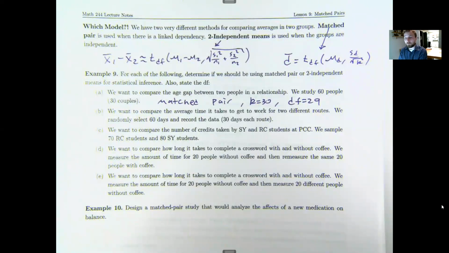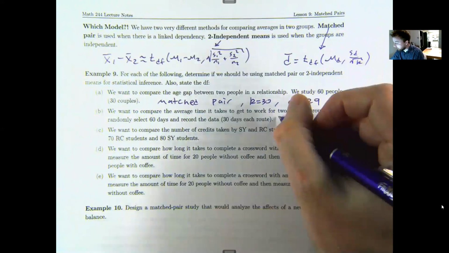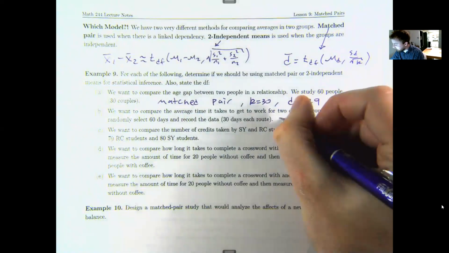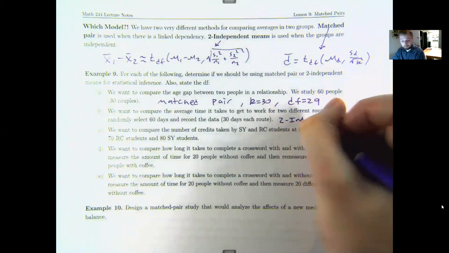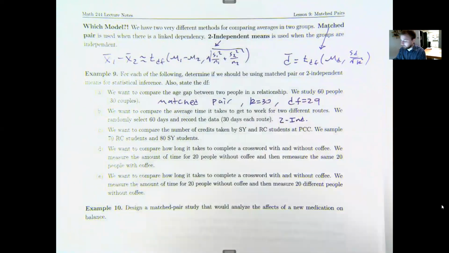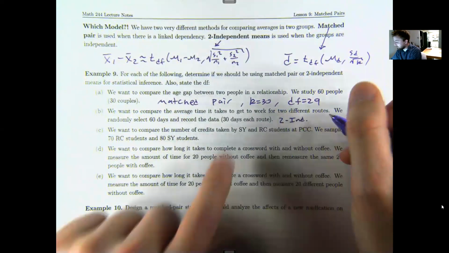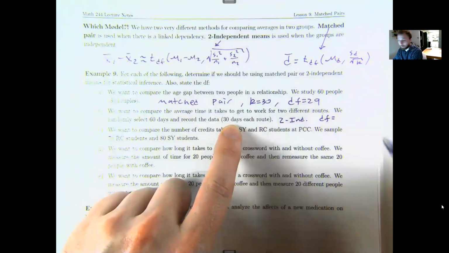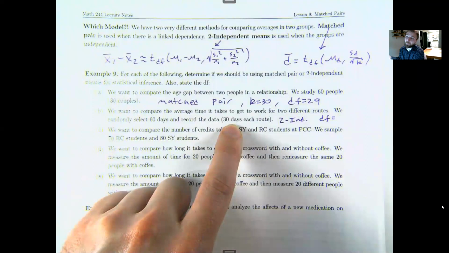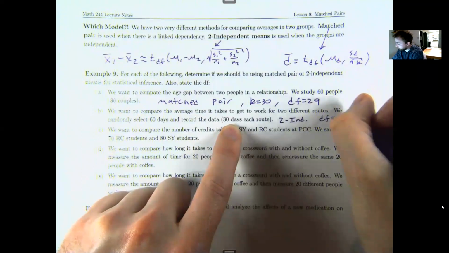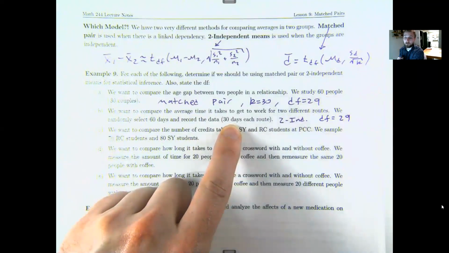So for me, there's no relationship that links these things together. It's not the same day. So it's not like road construction is going to affect both of these things. It's not like there's going to be icy roads on the same day that's linking them together. Since there's no relationship, I would say this is 2 independent means. And if it's 2 independent means, I'm going to base the degree of freedom off of the smaller of the 2 groups. Well, they're both 30, so the smaller group has a degree of freedom of 29.